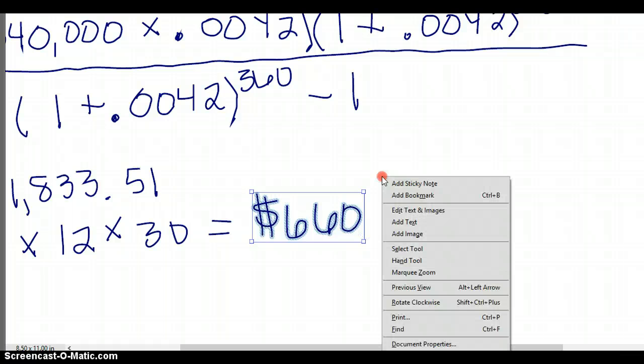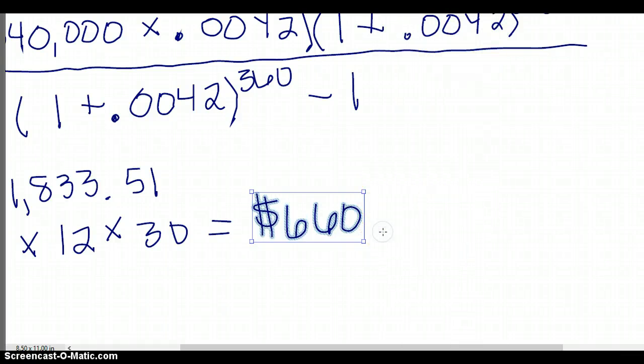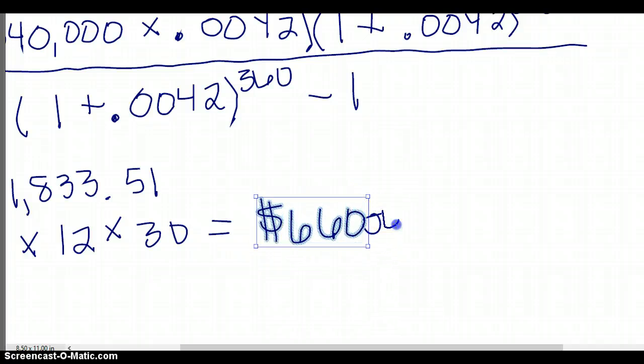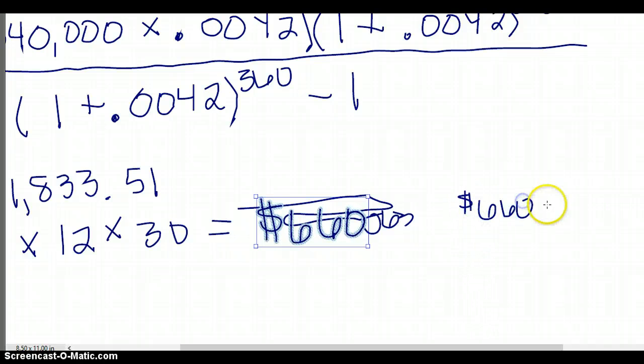Oh goodness. I'm going to make this easier to read here. We're going to try it again: $660,063.60.